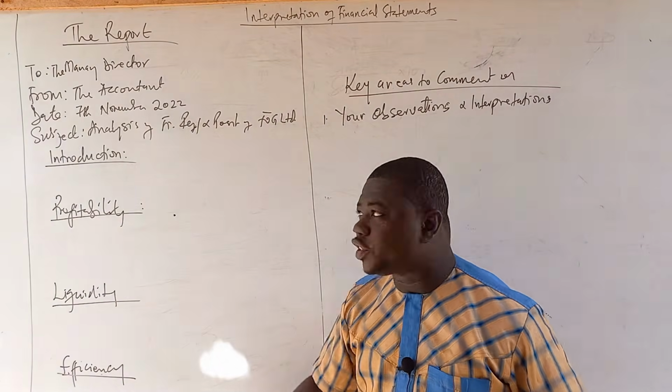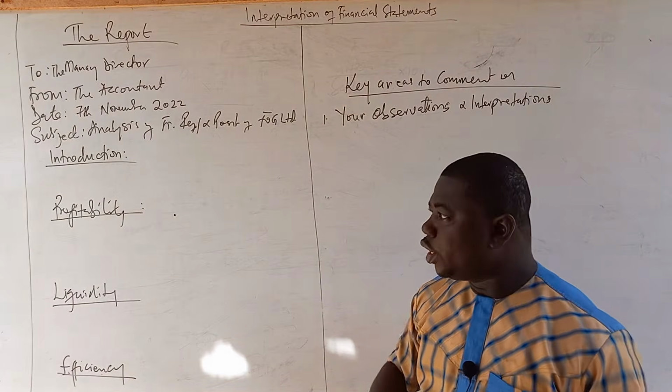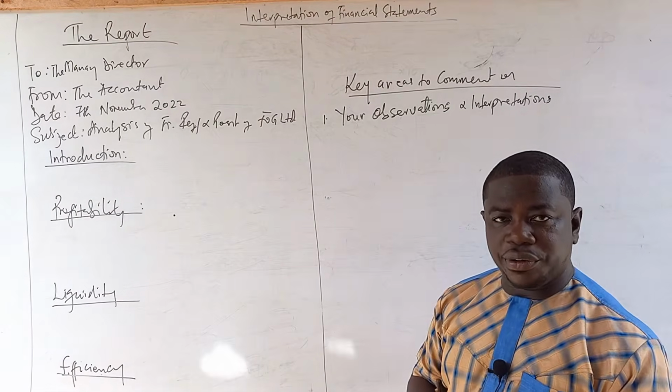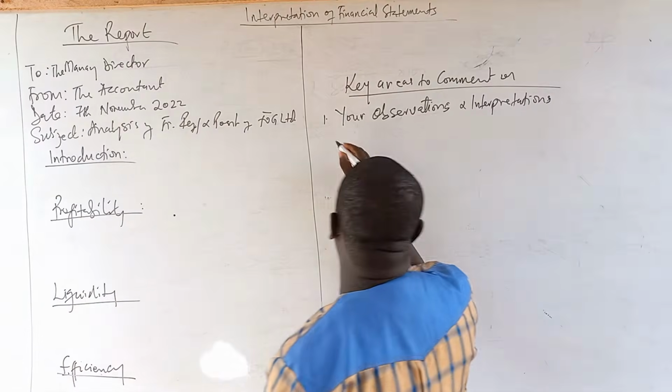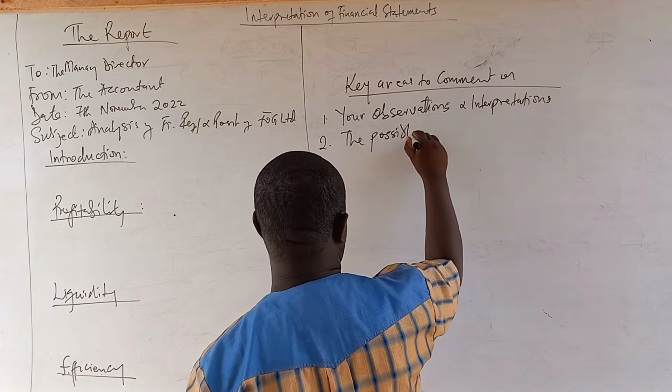So under liquidity, efficiency, or whatever. Afterwards, I'll show you what to do and how to conclude it. So under each heading, you do this. Write about your observations on the ratios and their possible interpretations. Then the next thing you should talk about is the possible causes of what you have observed.